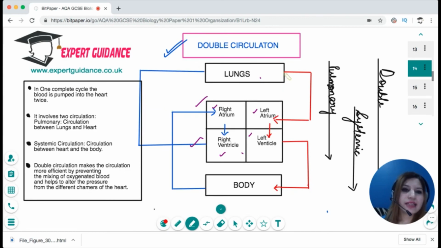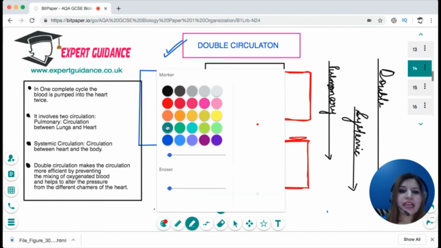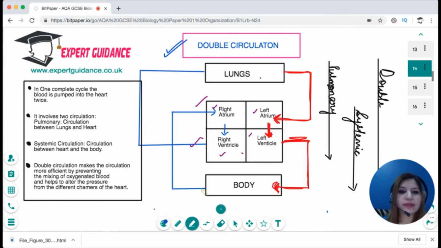The lungs give oxygen to the blood, and the oxygenated blood from the lungs starts flowing to the left atrium. The left atrium then pushes the blood to the left ventricle, and then the left ventricle pushes the blood out, and it goes to all parts of the body. The body takes oxygen and all the required nutrients from the blood, and then it releases carbon dioxide into the blood, and the blood becomes deoxygenated.